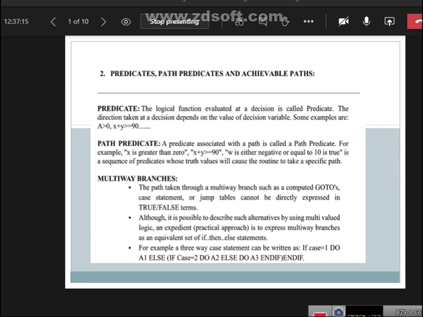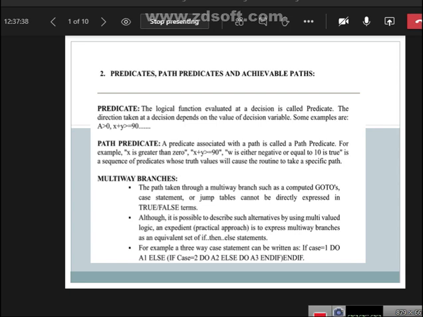Here they are giving an example. X should be greater than 0. Why? Because to get the positive value, you have to use the positive value. That's why they are saying x is greater than 0.